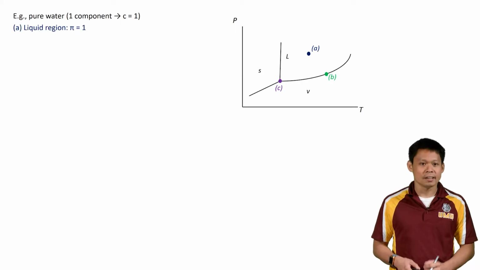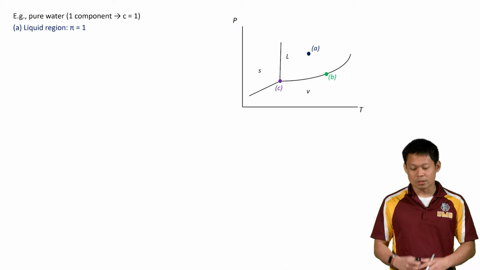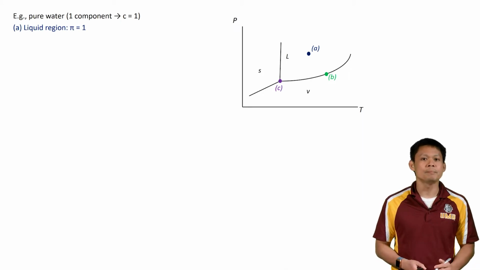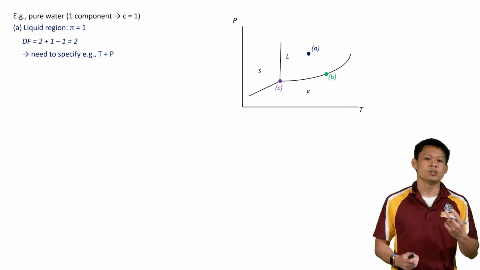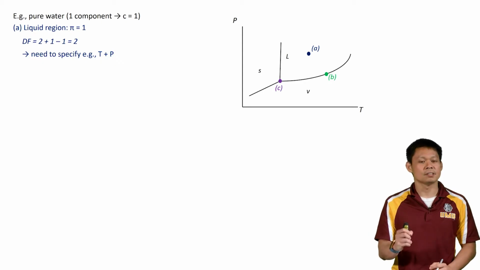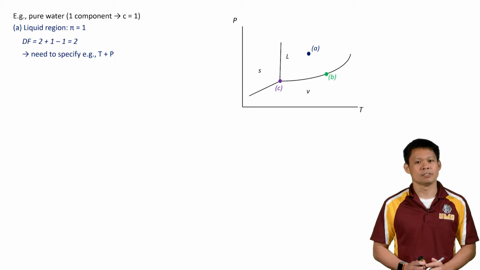So let's start with A. In the liquid region, since it's all liquid, we only have one phase, so pi is equal to 1. Put all the values that we know into here: 2 + 1 - 1, our degree of freedom is 2. This means that we need to specify 2 intensive properties for us to know exactly the state of that system. And by knowing the state of the system, we can know all other intensive variables.